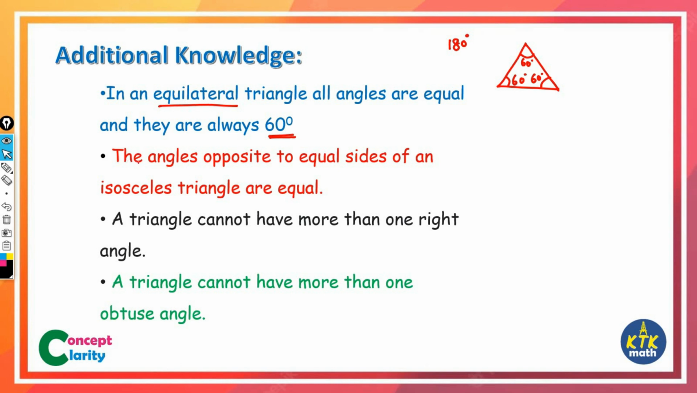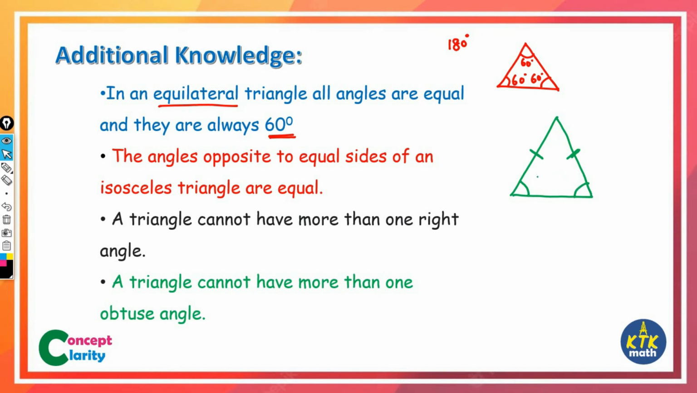What the second point states is that the angles opposite to equal sides of an isosceles triangle are equal. So what they are saying here is, consider an isosceles triangle. Only two sides will be equal, for example, this side and this side. When two sides are equal in an isosceles triangle, the angles which are opposite are also equal. So these two angles are also equal. Try to understand. Whenever two sides are equal in an isosceles triangle, the angles are also equal.